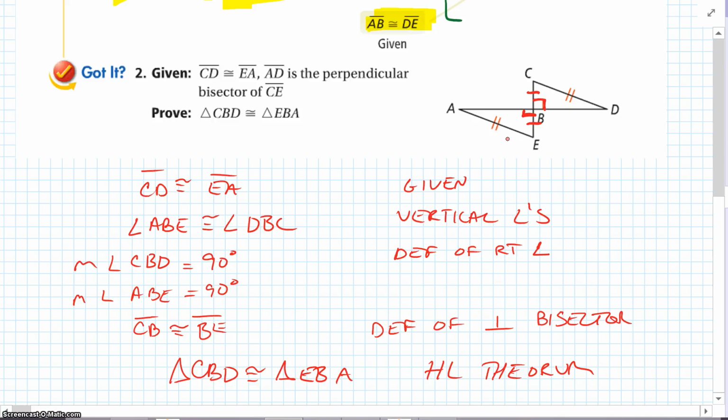Angle ABE is congruent to DBE. That's the definition of vertical angles. The measure of angle CBD is 90 degrees. The measure of angle ABE is 90 degrees. That's the definition of right angles. CB is congruent to BE. That's the definition of a bisector. So I was able to prove the triangles congruent because they meet the criteria. The hypotenuses are congruent, the legs are congruent, and they're both right triangles.